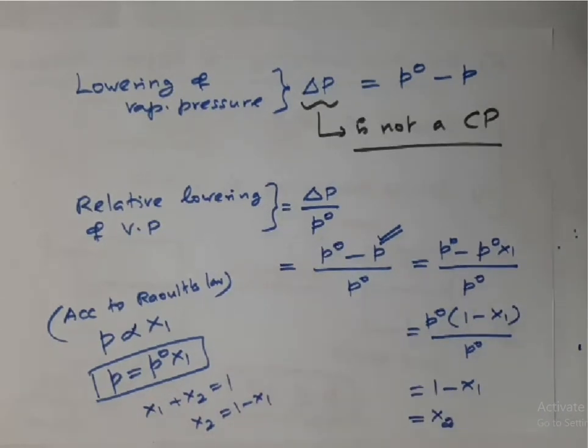Okay? Students, is this clear? Any doubt? No, sir. Right, so this is the expression for relative lowering of vapor pressure, P naught minus P by P naught. Let me write to the next page.